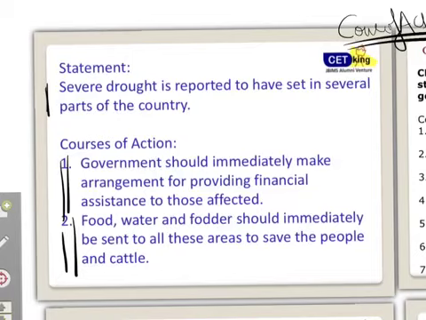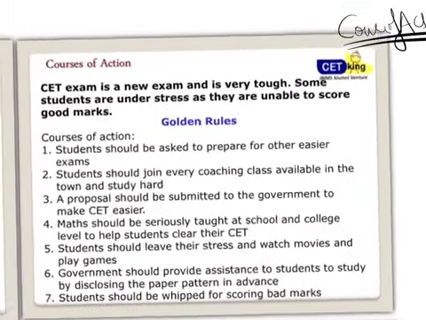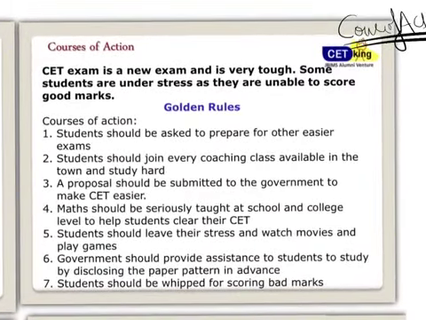Before we answer this question, let's look at some other question. I've given you one case here. CET exam is a new exam, very tough. Some students are under a lot of stress as they are not able to score good marks. Now you have to tell me which of the following is the conclusion, is a course of action. Now let me remind you, all of these points are courses of action in one way or the other, but some of them will not be right, according to the rules of CET or the rules of the exam. So we have to identify which of the following is obviously a course of action.